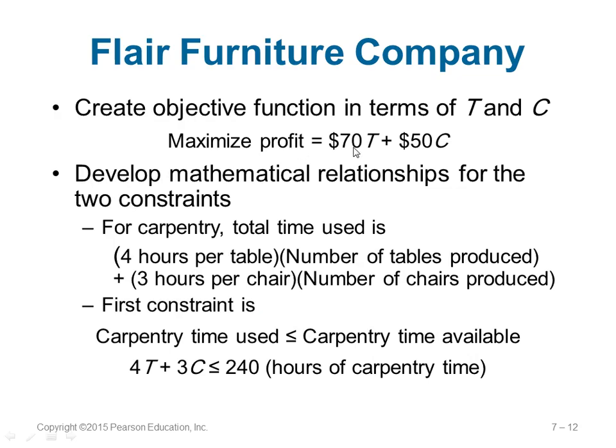So maximize the profit, 70 into T. Why 70? Because for each table I get $70 as a profit. Similarly, for each chair I get $50 as a profit. 70T plus 50C. And this is my objective function.